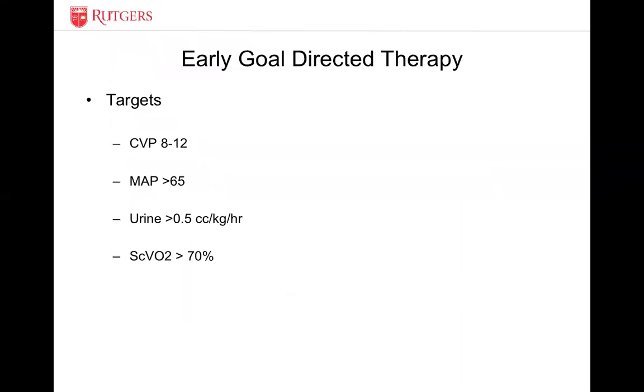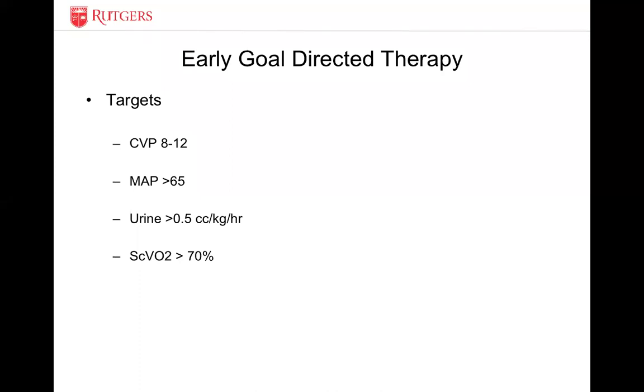All right, traditionally in the 90s and early 2000s, we were gearing towards these goals for early directed therapy of patients that were going into shock. We were looking to make sure that we volume resuscitated to a CVP of 8 to 12, a mean arterial pressure of greater than or equal to 65, a urine output of greater than 0.5 cc's per kg an hour, and a mixed venous oxygen saturation of greater than 70%.